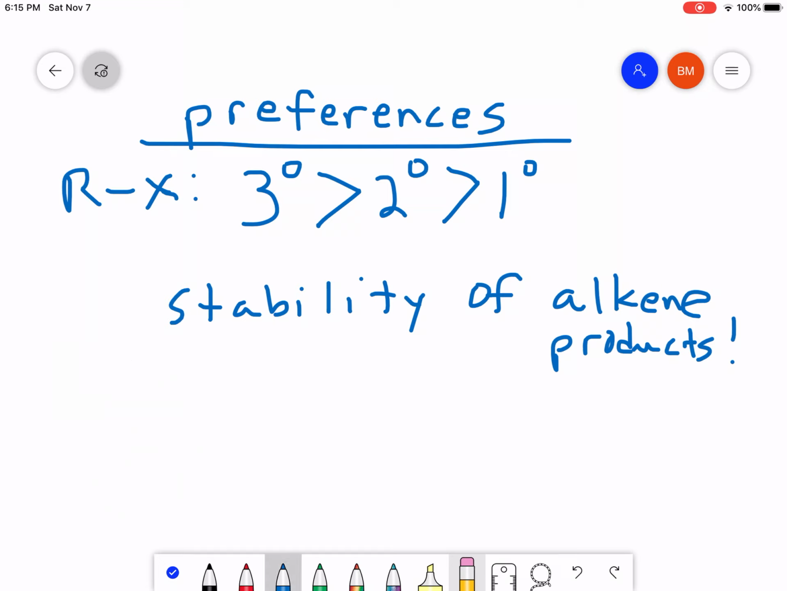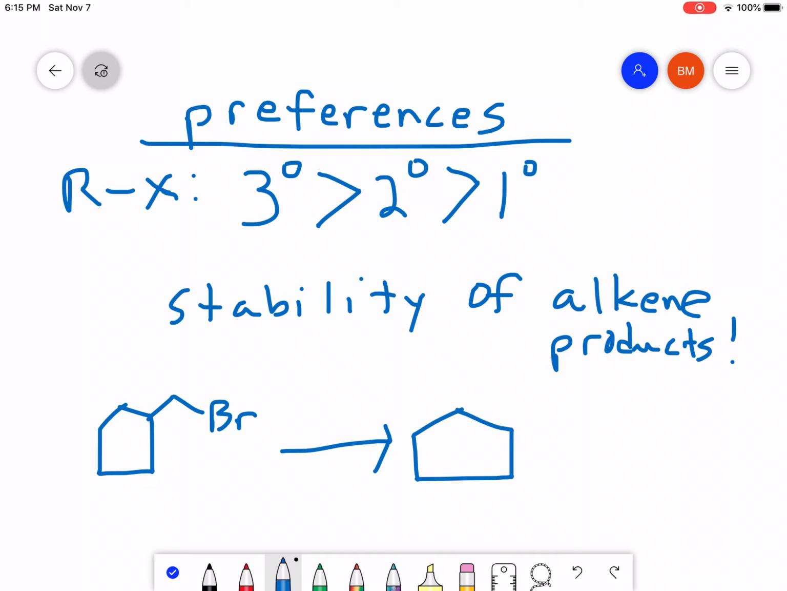Now, let's say instead I had used something like this. Let's say I use this primary alkyl halide. Now, in this case, well, number one, we only have one type of beta hydrogen here. We can only make this product. What type of product is this one? What type of alkene is this? It's a di-substituted alkene, right? Not as stable.